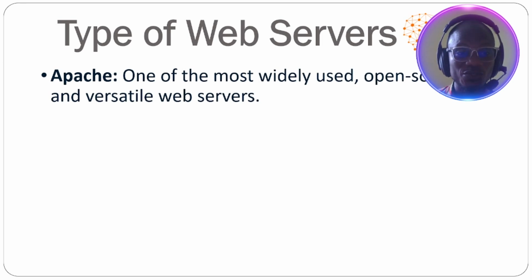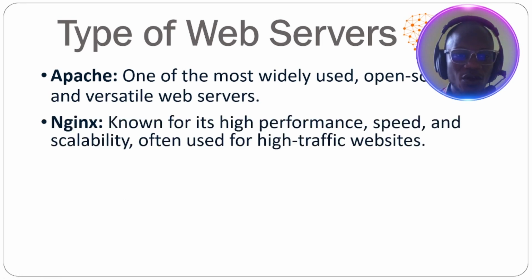The next thing I'd like us to talk about is Nginx. It is known for its high performance, speed and scalability, often used for high traffic websites. Let's say you are trying to build a dynamic website, a website that has a back end and a front end, and you want to draw more traffic to that particular website, that's why we use Nginx.